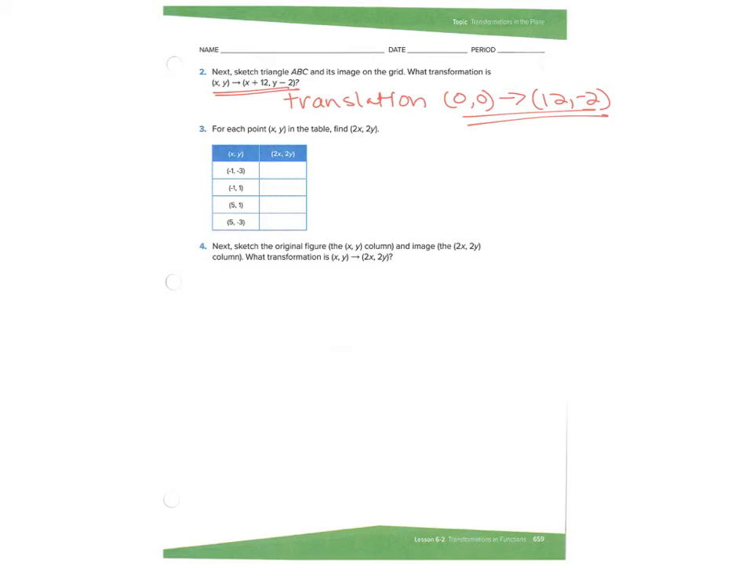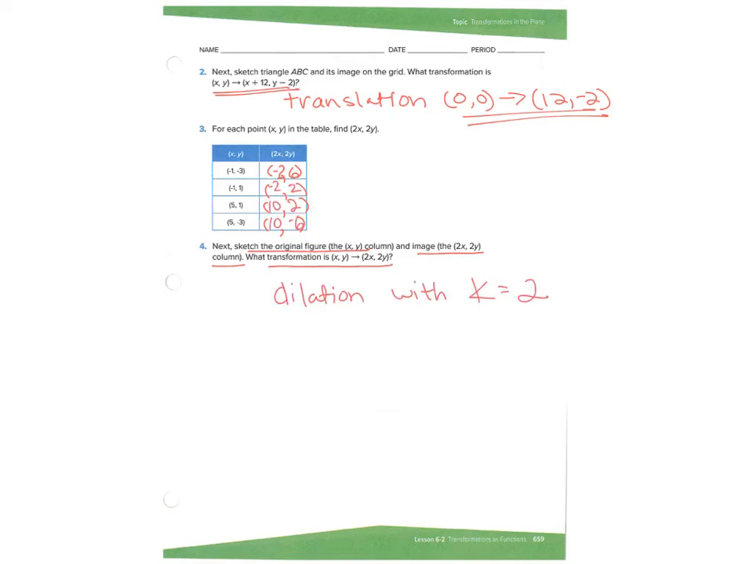So let's take a look at number 3 here. This chart wants us to fill in our new coordinates. Each one of these coordinates, we're going to multiply our x coordinate by 2, for example, -2, and our y coordinate by 2, 6. So take a moment and find the remaining 3 coordinates, and then sketch the original, that would be the left column, and the image, that would be the new right column, and what type of transformation is (x, y) to (2x, 2y). So pause the video, do those items, and then come back and see if you have the correct answer. Welcome back.